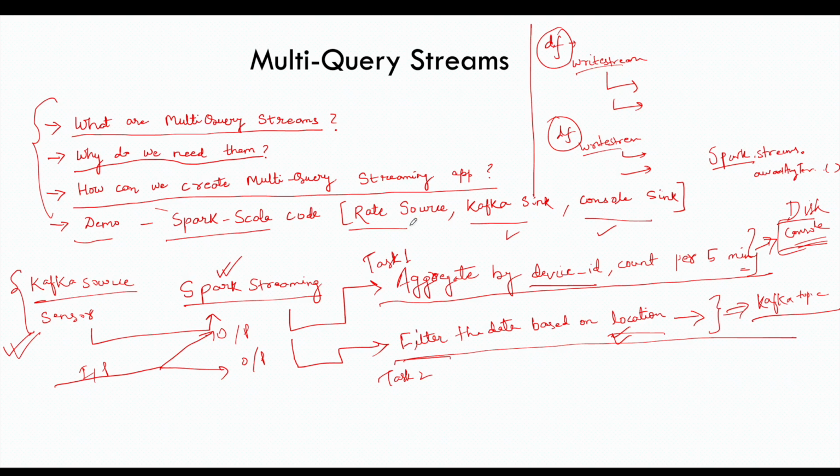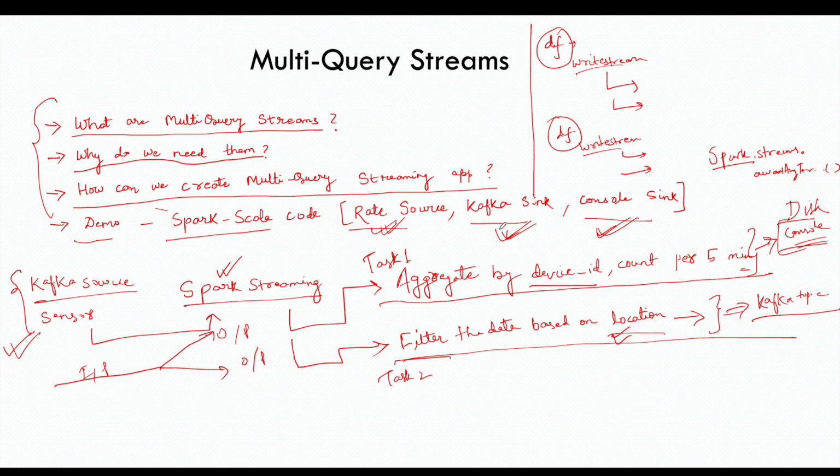We will use the rate source because it is a very good mimic for the Kafka input, and since it generates a certain number of records per second, we can tune it according to our need. Whatever data we are reading from here, we will do some manipulation and create two separate streams. One we will write to the Kafka sink, and one will write to the console sink. The console sink will be visible in the console in the IntelliJ IDE itself, and the Kafka sink I will show you using the Kafka console consumer.